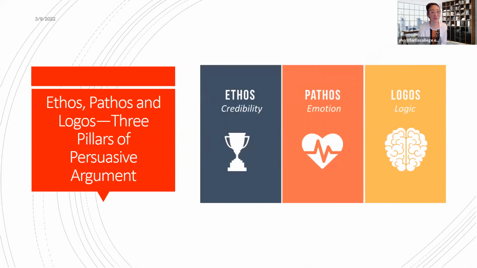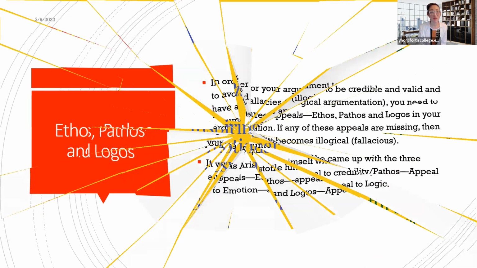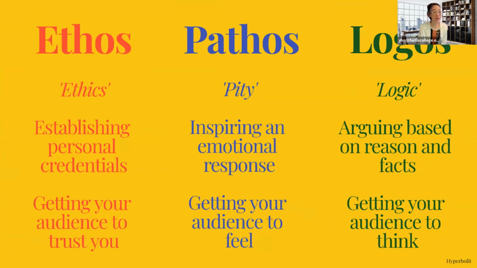Here's ethos, pathos, and logos: credibility, emotion, logic, and you need to have all three of them. It was Aristotle who came up with ethos, pathos, and logos. Ethos is ethics, establishing personal credentials, getting your audience to trust you. So ethos is believability. Pathos is inspiring an emotional response, getting your audience to feel for you. Logic is arguing with reasons and facts. In other words, it's not me condescending, saying I'm better than you.